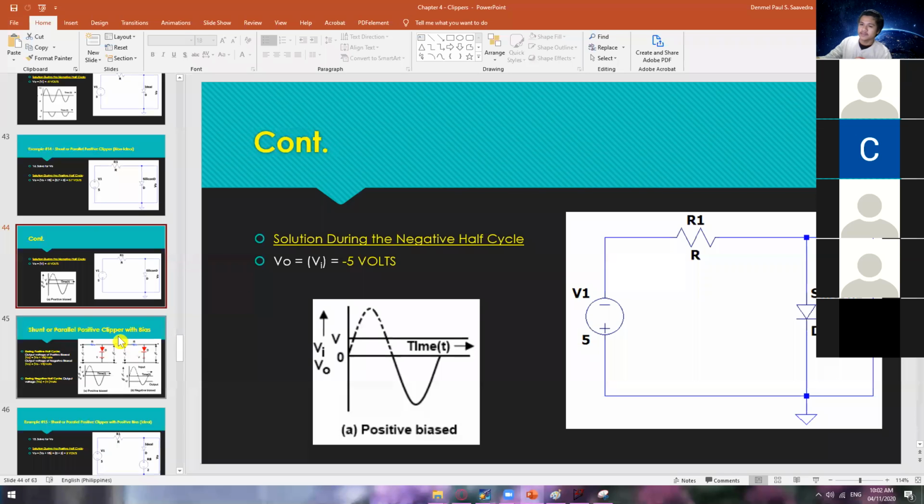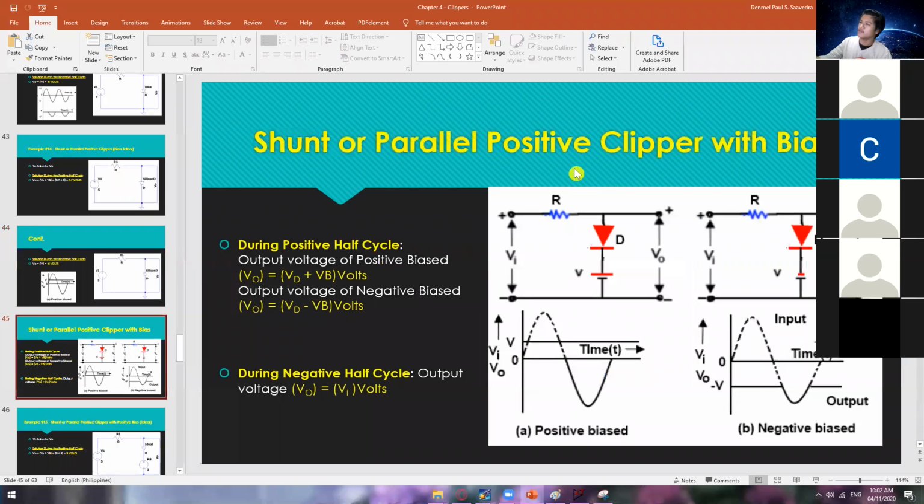All right, so let's move on if there's no question. So now let's deal with the positive or parallel positive clipper with bias. Again, this with bias has two categories. We have the positive bias and then the reverse, the negative bias.